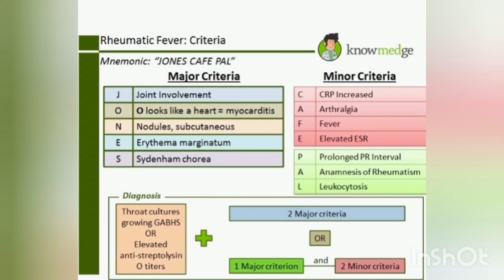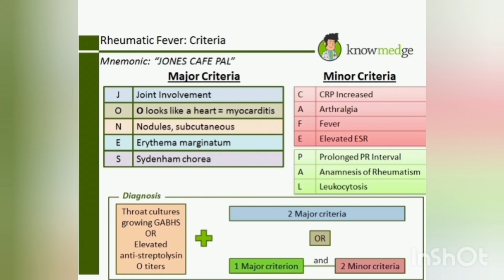The minor criteria in low risk populations are polyarthralgia, hyperpyrexia, ESR value more than 60 millimeter per hour, and prolonged PR interval. Prolonged PR interval is one of the major ECG findings found in acute rheumatic fever. In moderate and high risk populations, the minor criteria are monoarthralgia along with hyperpyrexia, ESR more than or equal to 30 millimeter per hour, CRP more than 3 milligram per deciliter, and also prolonged PR interval.